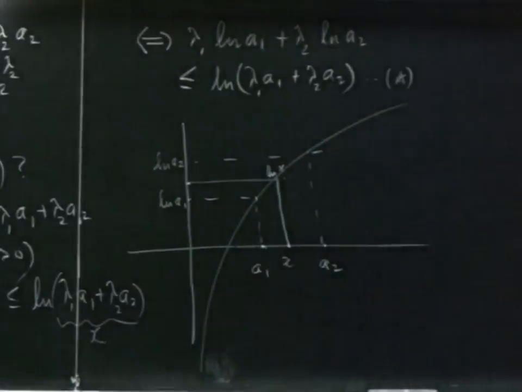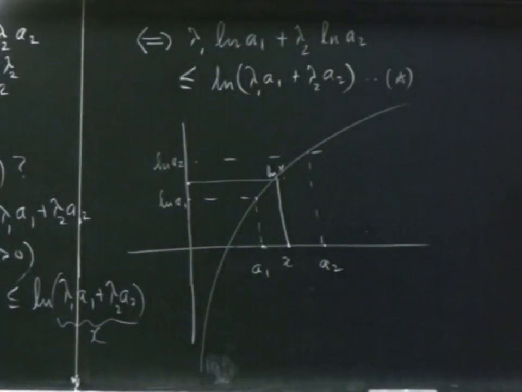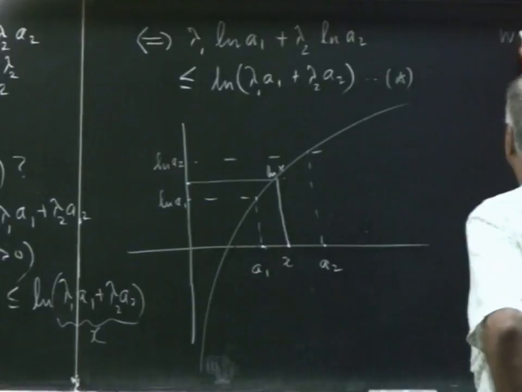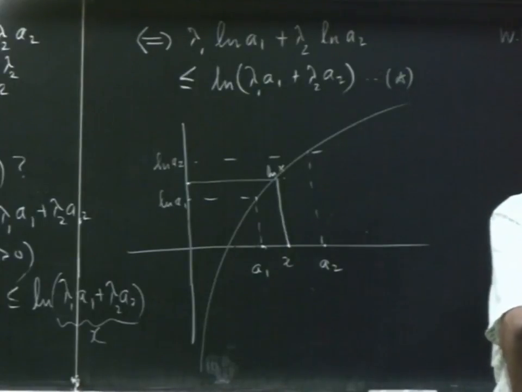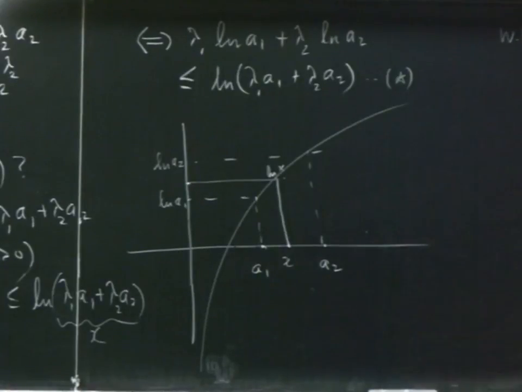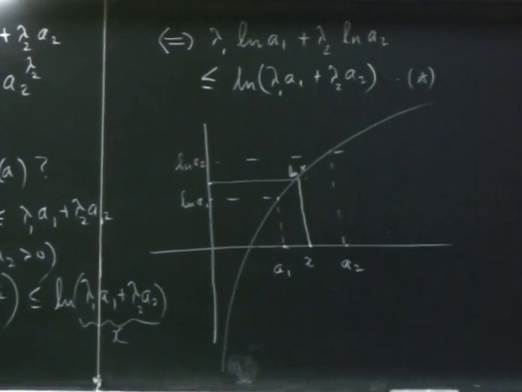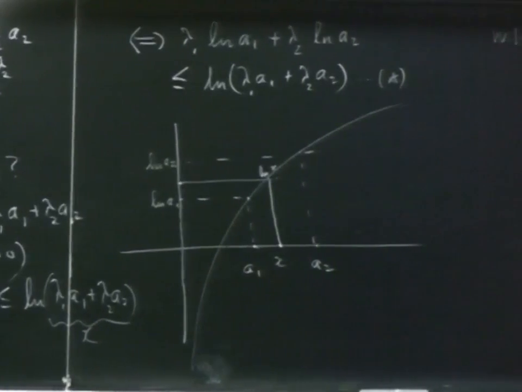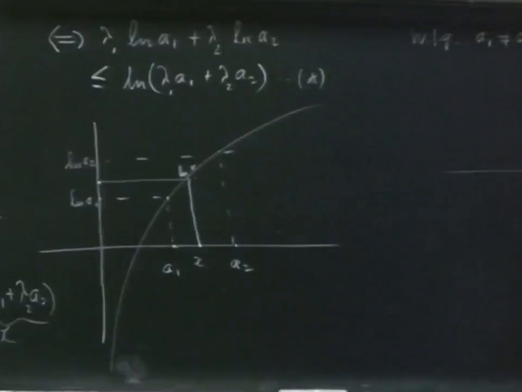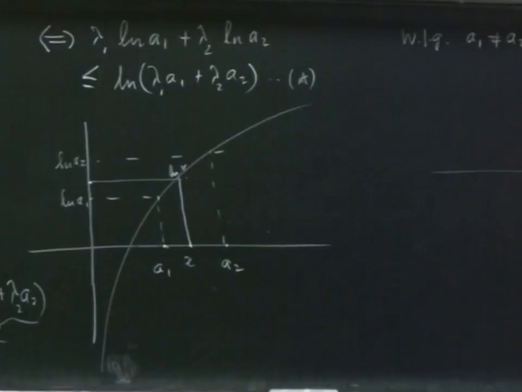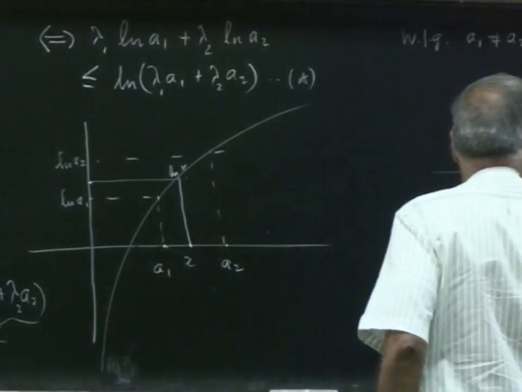So, let us get this straight. What we will do is the following. Again, without loss of generality, A1 not equal to A2, because if A1 equal to A2, everything is obvious, and one of them must be smaller. So, without loss of generality, assume A1 is smaller than A2. Then we have A1 here, A2 there.